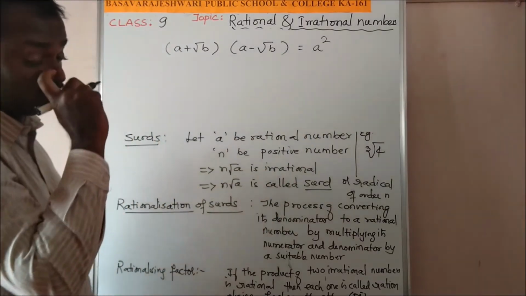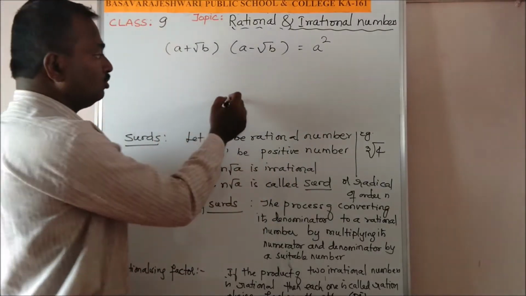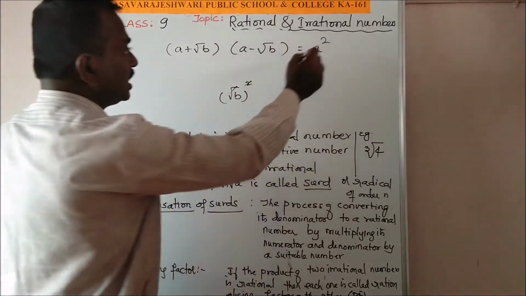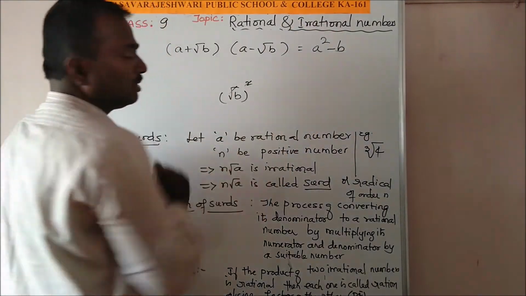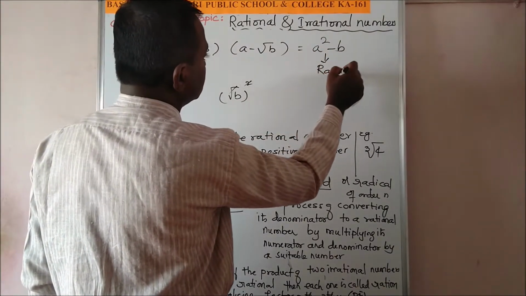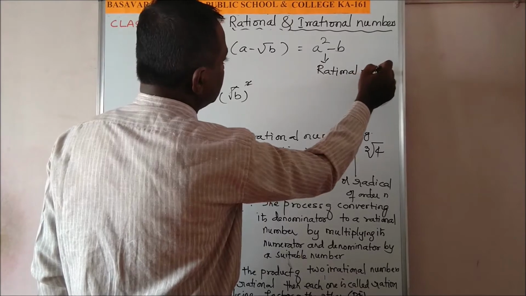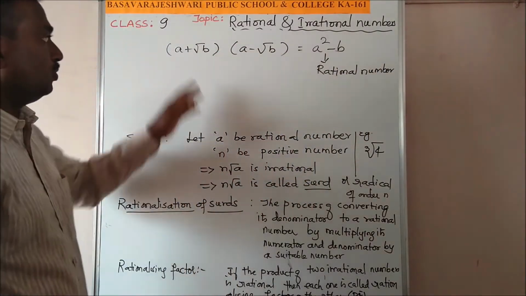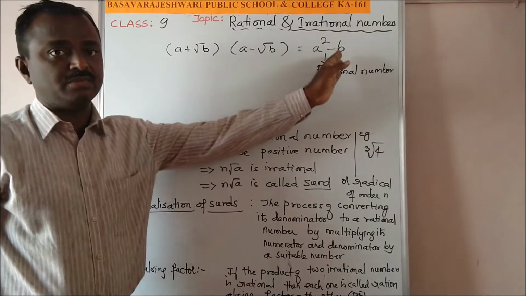Suppose we take a plus root b into a minus root b: a square minus b square, that is, root b whole square. Root b whole square means what? Square and root cancel. So what remains is a square minus b, which is a rational number. So the product of two irrational numbers is a rational number.